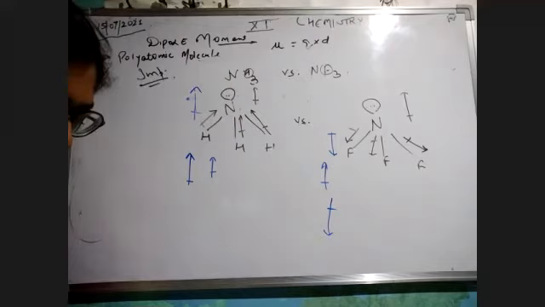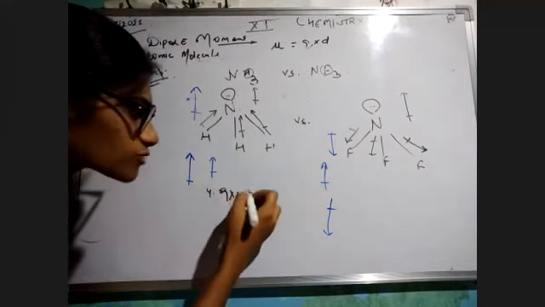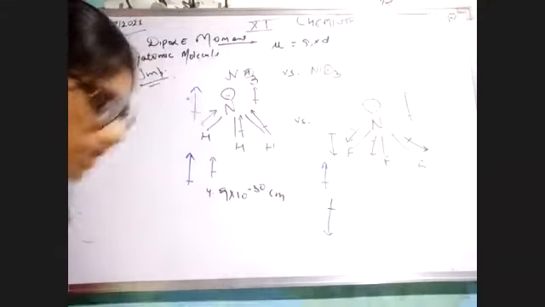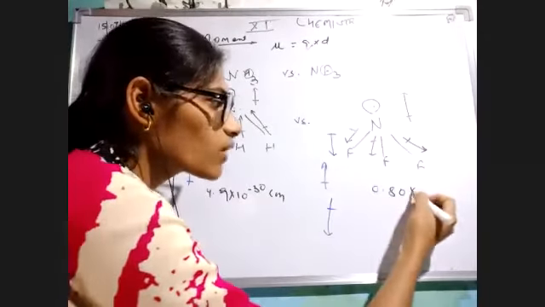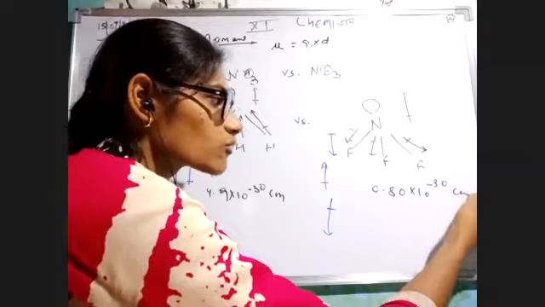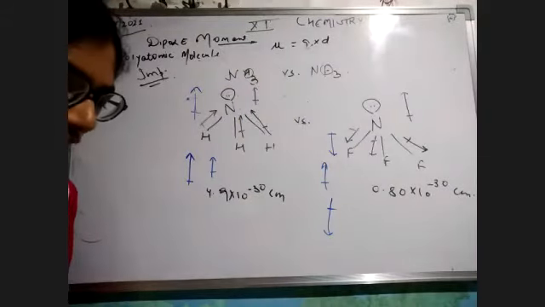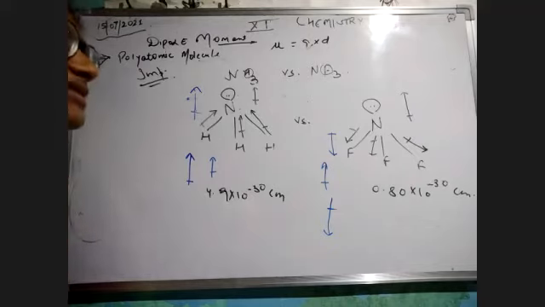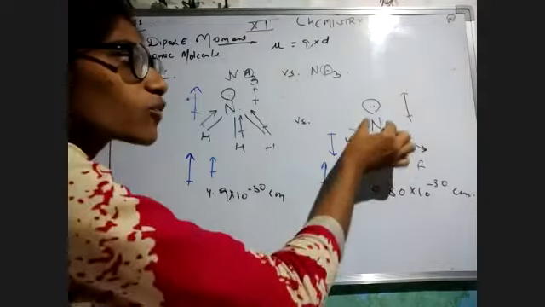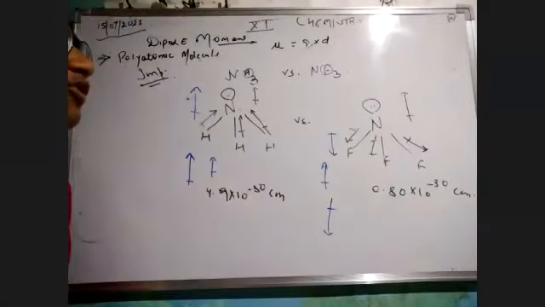So the actual result for NH3 is 4.9 into 10 raised to power minus 30 coulomb meter, whereas in this particular case, NF3, it is known to be 0.80 into 10 raised to power minus 30 coulomb meter. So this is the reason you have to explain: in these particular cases, the only difference is due to the nitrogen lone pair versus the fluorine. Okay, you have got the point.